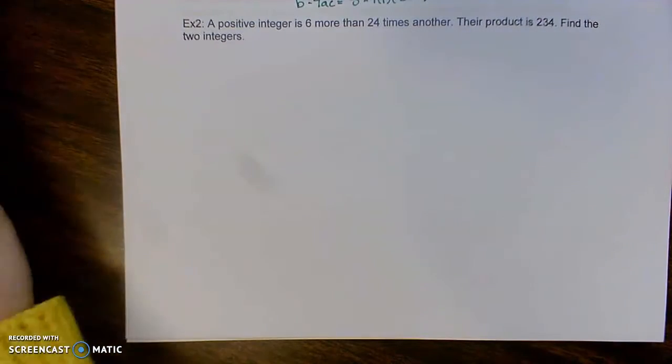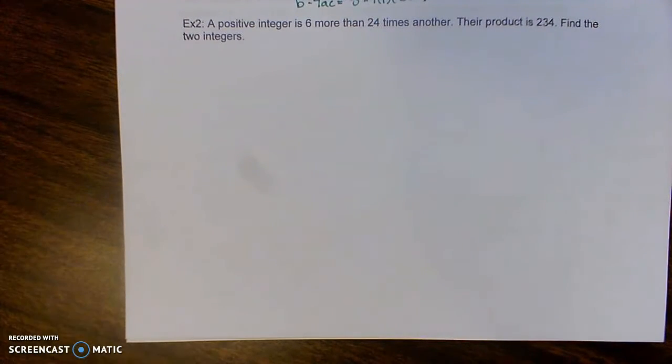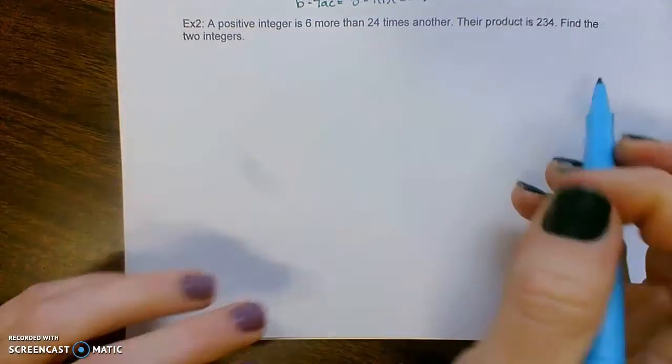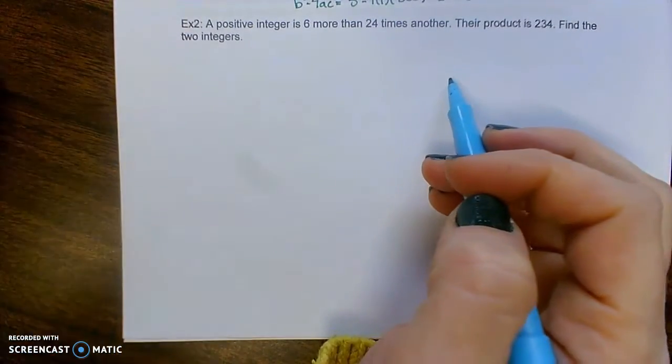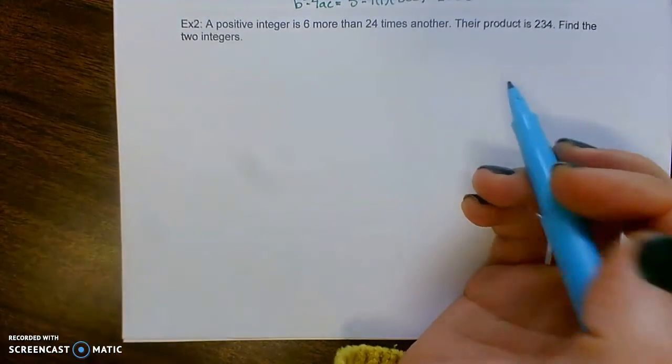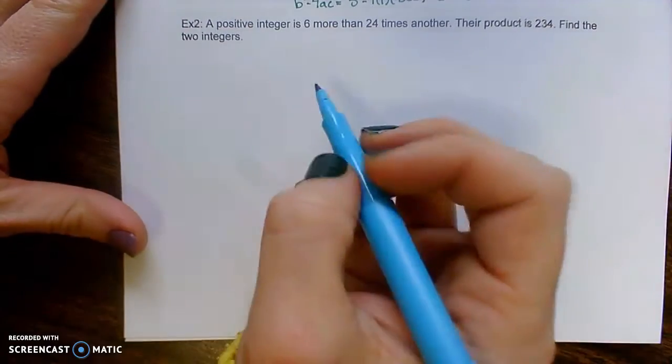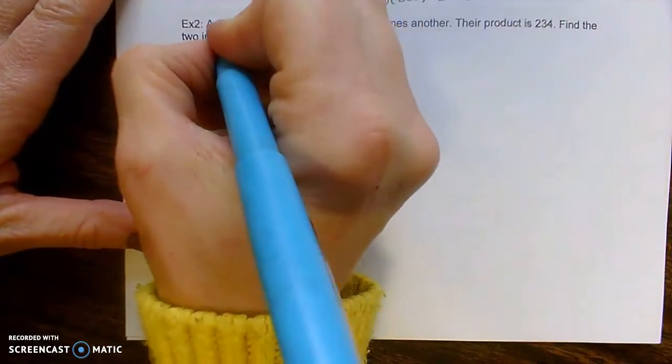In this example, a positive integer is 6 more than 24 times another. Their product is 234. Find the two integers. All right, so this is an application problem, except it's not really a real-world application. Things we need to know.